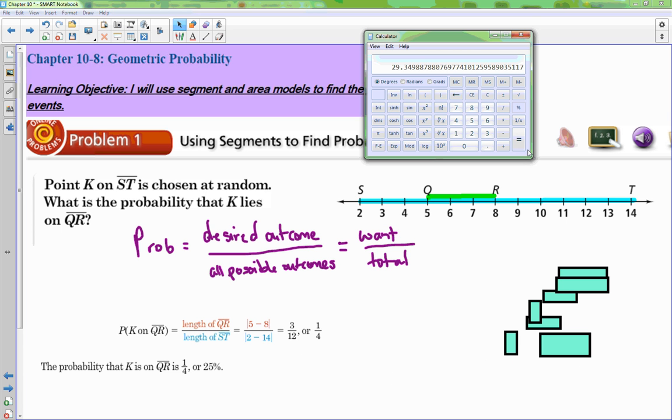Let me show you how that works on the calculator. So 1 over 4 is the same as 1 divided by 4. It's 0.25, and when we change that to a percent, we move the decimal 2 places to the right to get 25%.